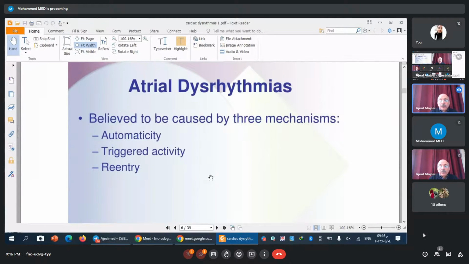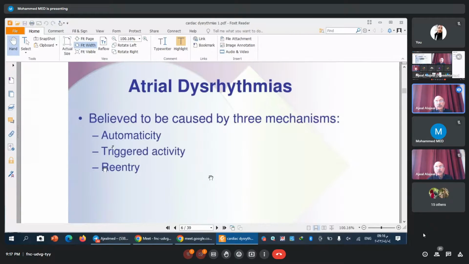Atrial dysrhythmias we are going to discuss today, inshallah. Ventricular dysrhythmias will be part 2. The causes, or underlying mechanisms, first of all, automaticity, if the automaticity goes very fast or very slow. This is number 1. Number 2, trigger activity. And number 3, re-entry.